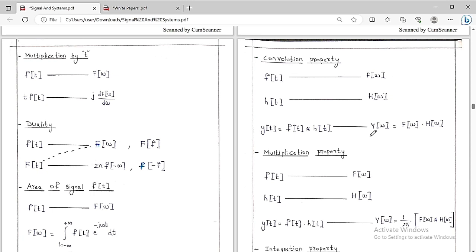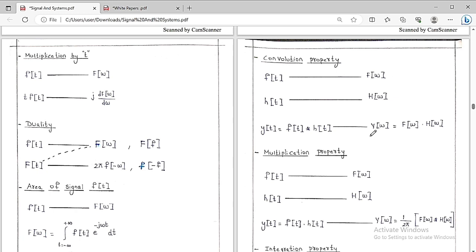So for f of t, the Fourier transform is F of omega. For h of t, if the Fourier transform is H of omega, and y of t is nothing but f of t convolution h of t, then the Fourier transform Y of omega is equal to F of omega into H of omega. So the convolution in the time domain will become multiplication in the frequency domain.